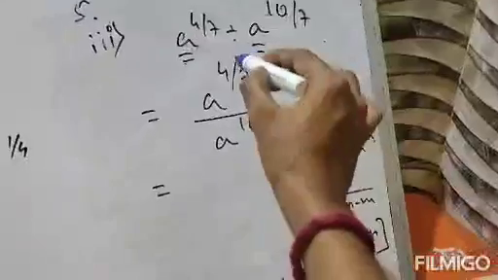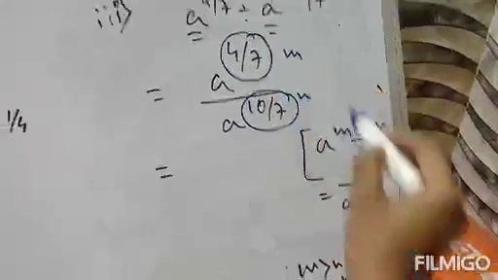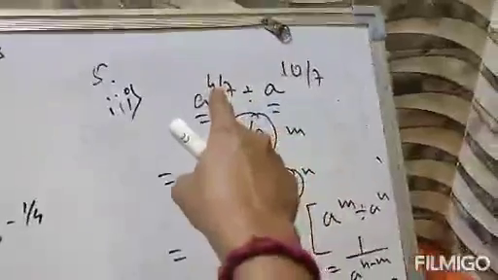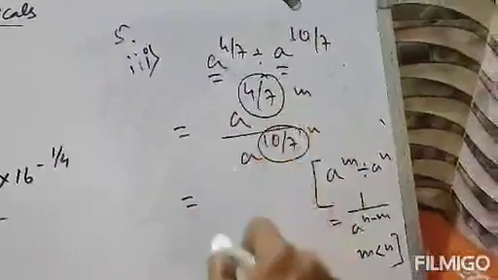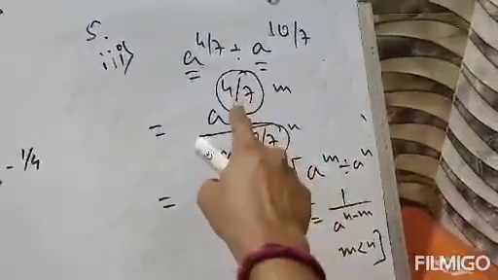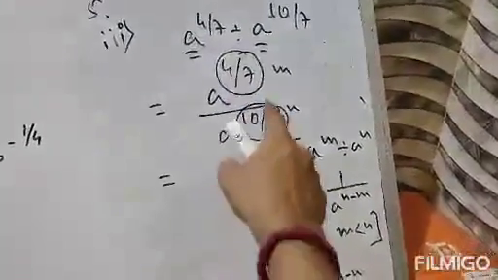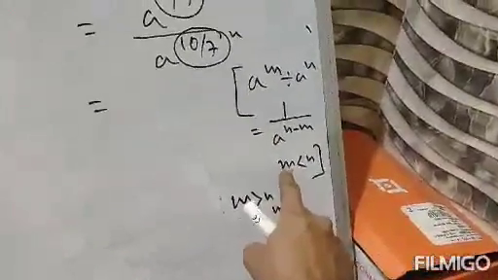Now see, the first power given is your m, and the second power given is your n. Between 4 by 7 and 10 by 7, the denominator is 7 in both, but the numerator here is 4 and here it is 10. That means n is greater and m is less. So we will apply the first formula, not the other.